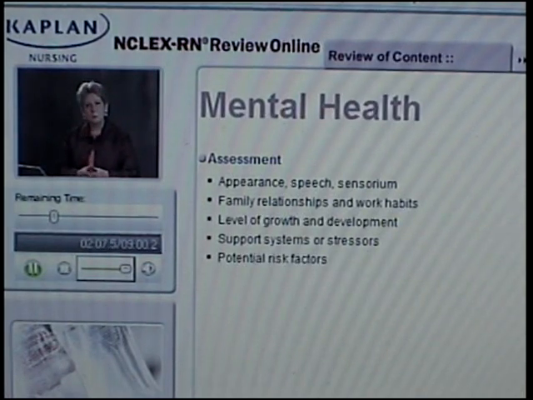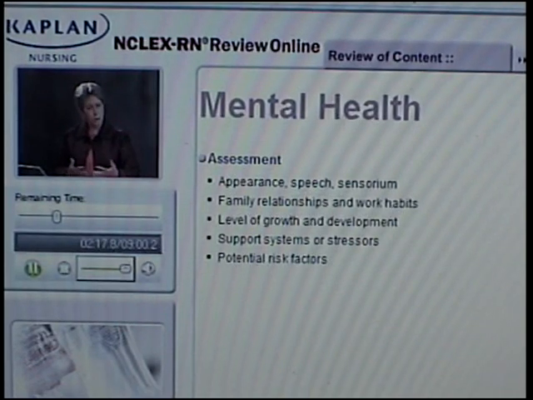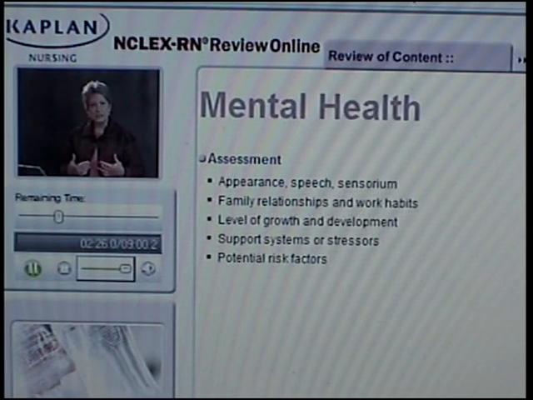Now, when you first begin your mental health assessment, the first thing you're going to do is observe your client. You're going to look at their appearance, their speech, and their sensorium. For example, are they well-groomed or are they unkempt? Are their clothes dirty? Is their hair dirty? What does this person's body language tell you? Are they relaxed and confident? Are they anxious and scared?